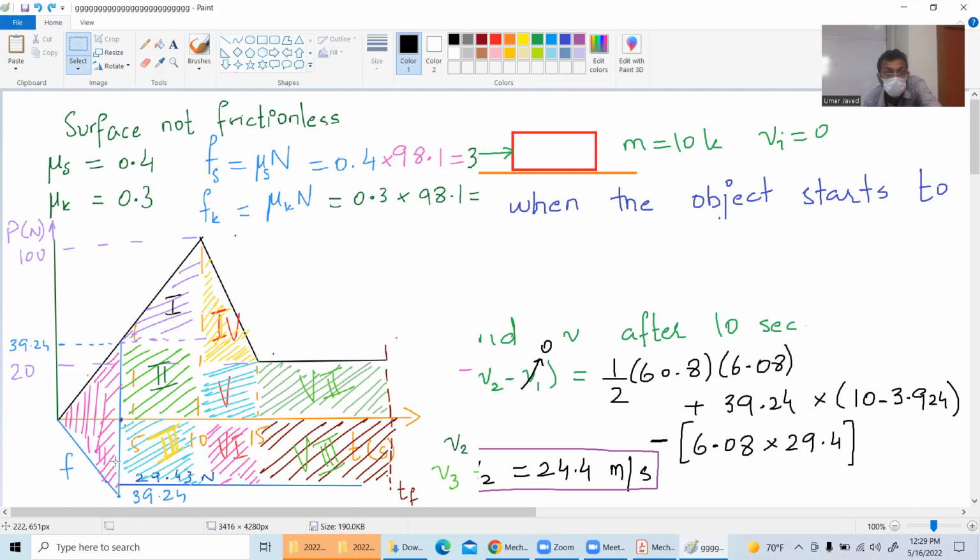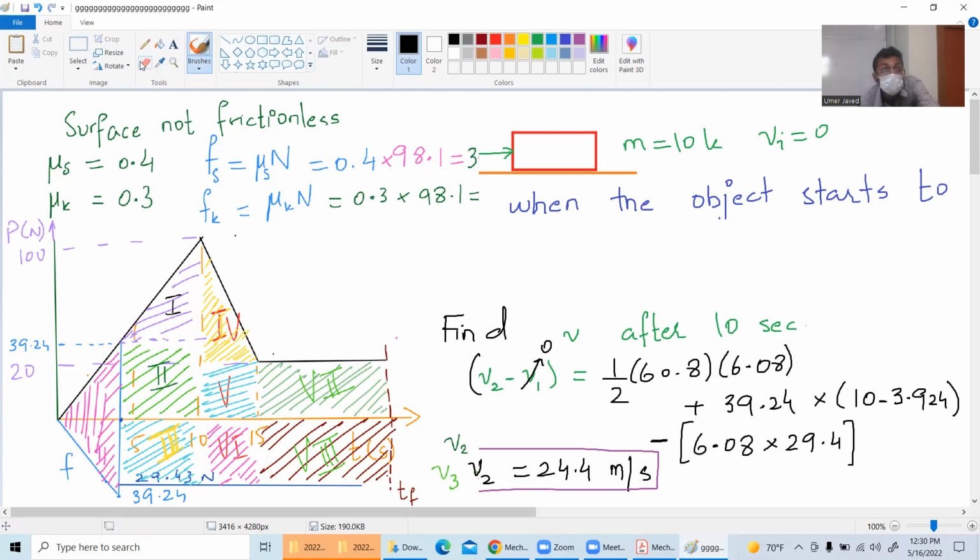This blue line, 3.924. Yes, 3.924. So that's why I said the system starts to move at... you have to find the V. Okay, and then we have V2 minus V1. Okay, then we have V2 that comes out to be 24.4.